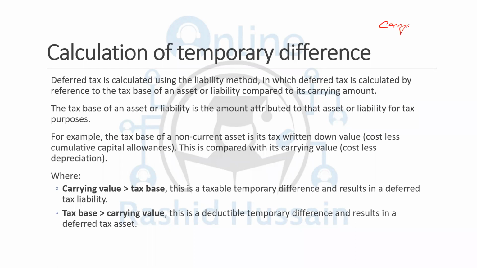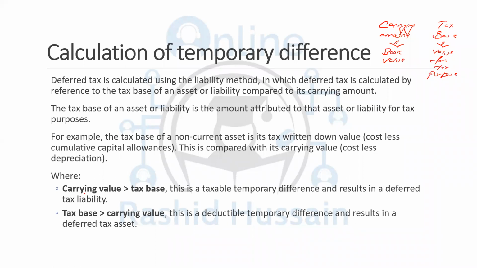Now, carrying amount is the carrying value which is in your books. So the difference is due to the carrying amount and the tax base. The tax base is the figure which is calculated for tax purposes. So the carrying amount is your book value, the value in your own books, which means the value in the financial statements. And the tax base means the value for tax purpose. For example, cost minus accumulated depreciation is the carrying value. Cost minus tax depreciation or the capital allowance is the tax base.